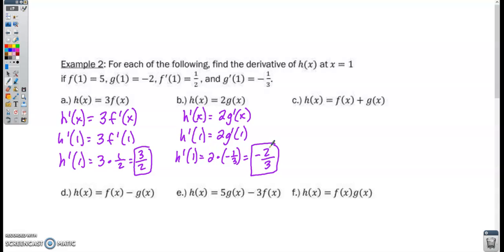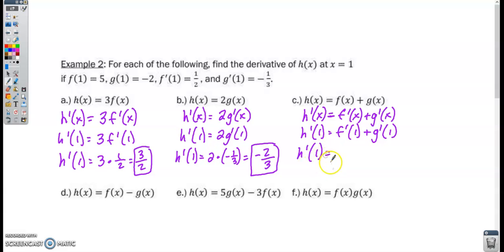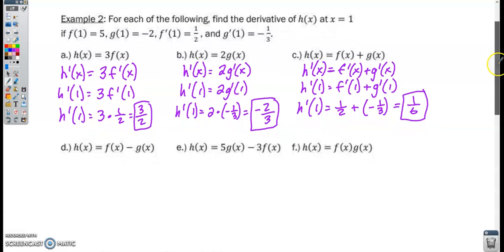All right, next, h of x is equal to f of x plus g of x. So that means that h prime of x is equal to f prime of x plus g prime of x. And therefore h prime of 1 is equal to f prime of 1 plus g prime of 1. And so, let's see, f prime of 1 is 1/2. g prime of 1 is negative 1/3. We add those together and we get 1/6 for the value of h prime of 1. All right, let's keep plugging away.